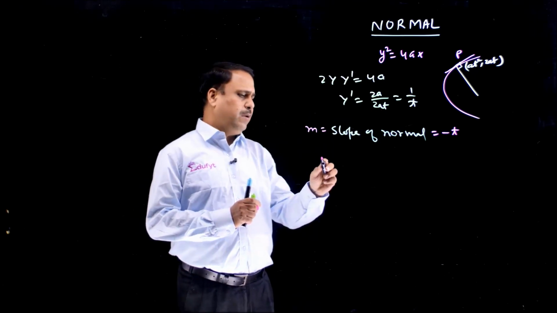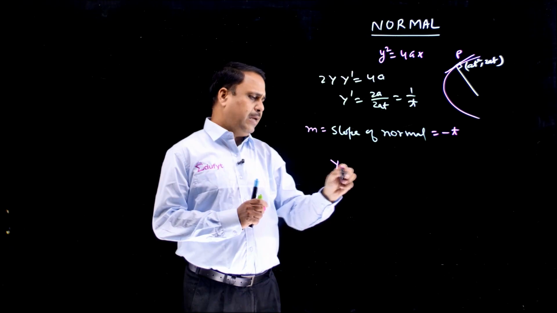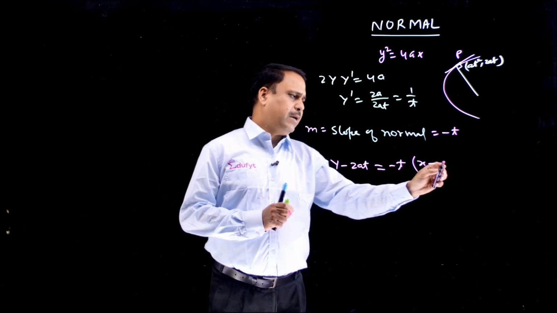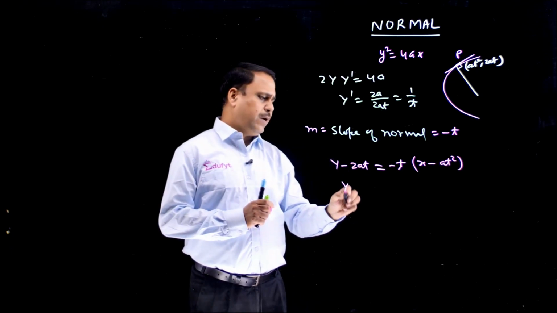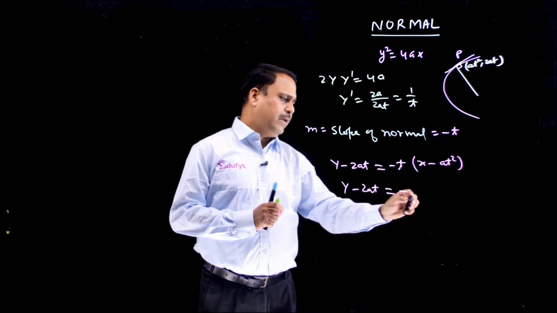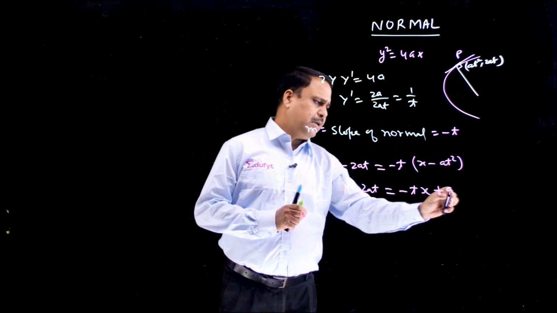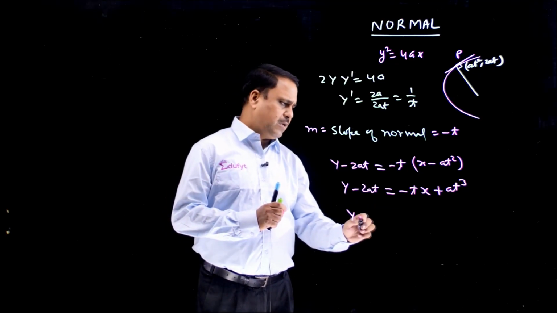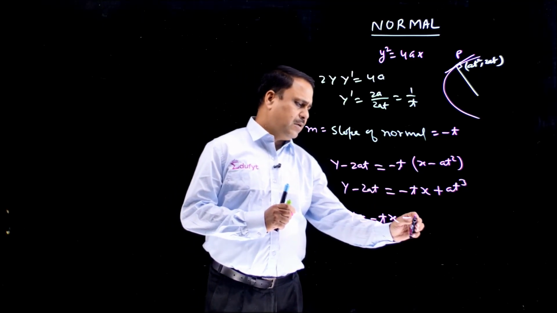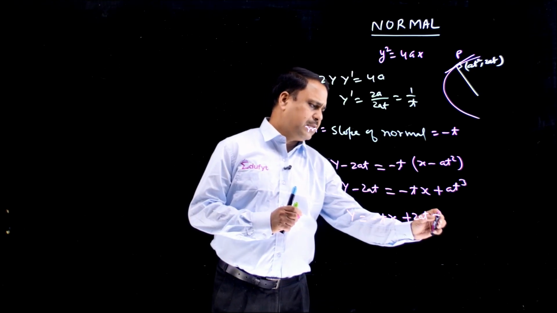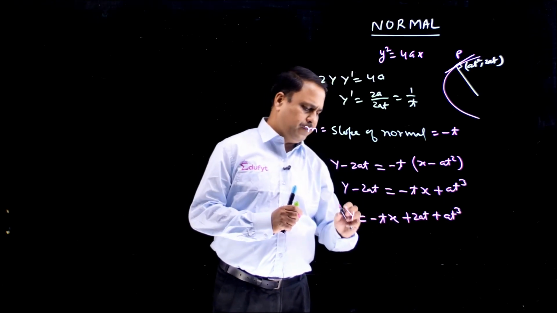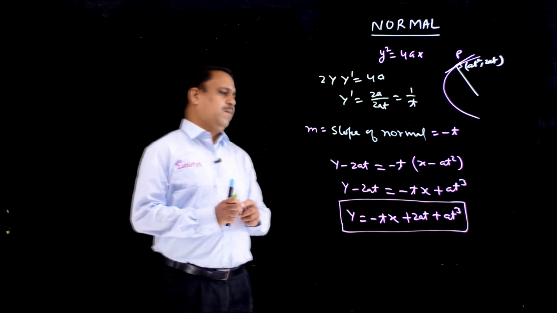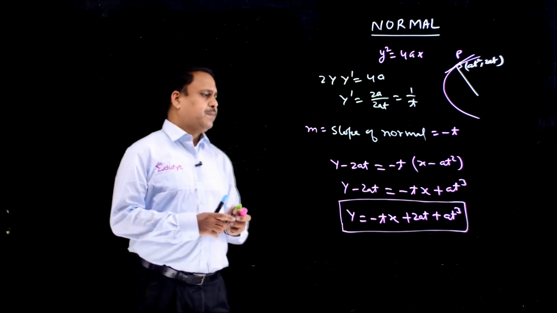So the equation of the normal will be the line passing through that point: y minus 2at is equal to minus t into x minus at square, or y minus 2at is equal to minus tx plus at cube. So you can write y is equal to minus tx plus 2at plus at cube. This is the equation of the normal at point P.